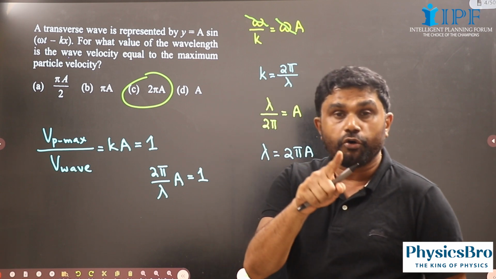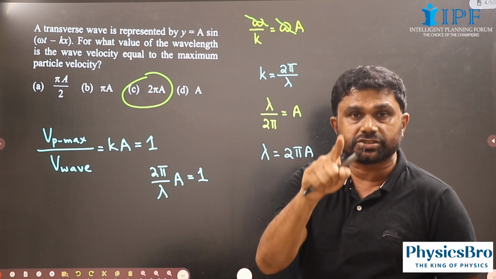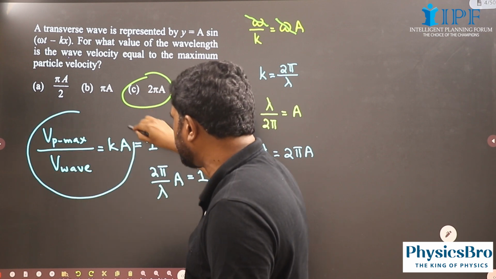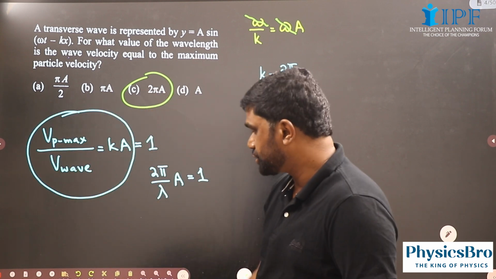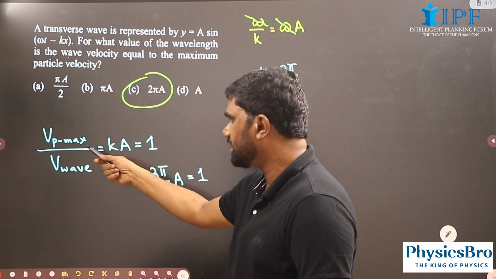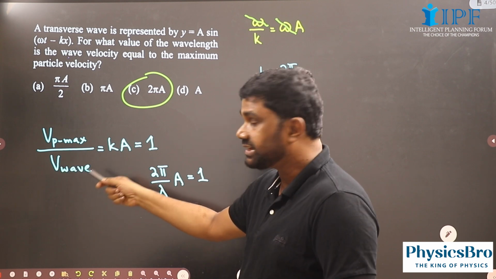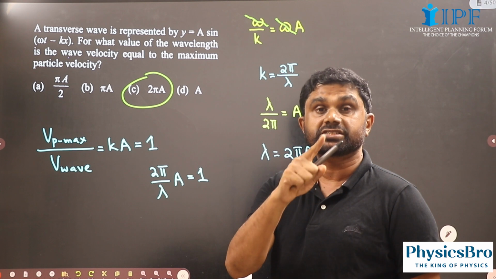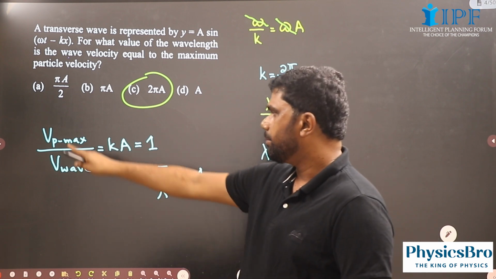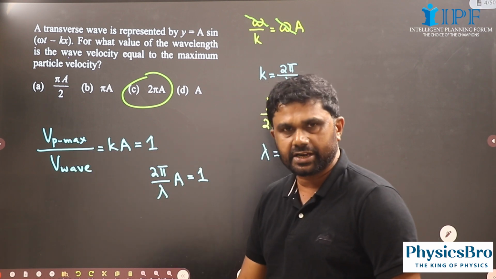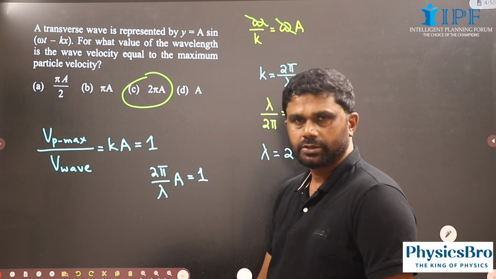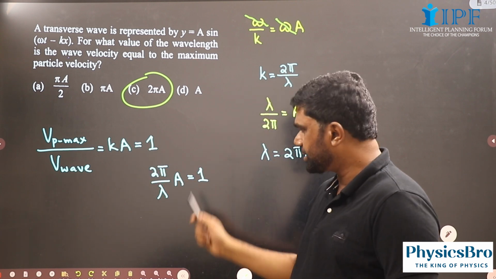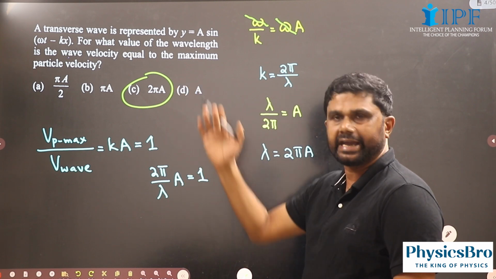Now the ratio of the maximum particle velocity to the wave velocity is an important ratio, and it is represented by ka, where k is 2 pi by lambda and a is the amplitude. Here it is given that the maximum particle velocity and wave velocity are equal, so the ratio will be 1. So ka equals 1. k is 2 pi by lambda, so lambda will be 2 pi a again.